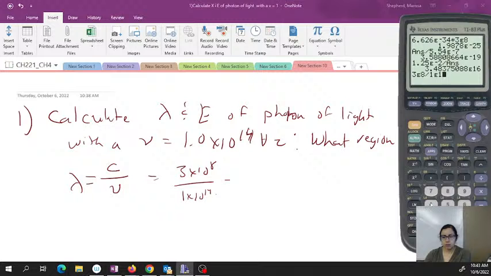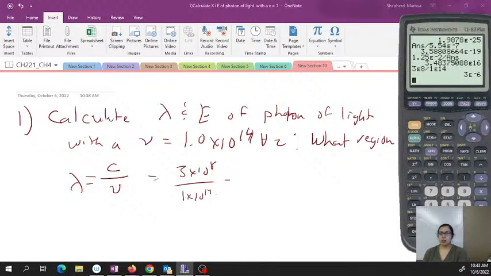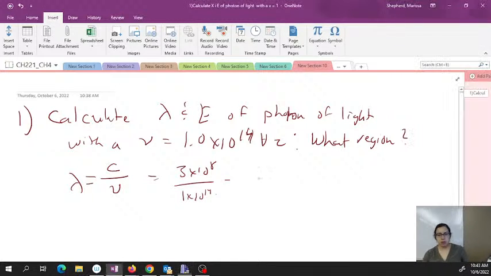3.0 times 10 to the negative 6. So you get that as well. 3.0 times 10 to the negative 6. Good job with those two sig figs and meters.